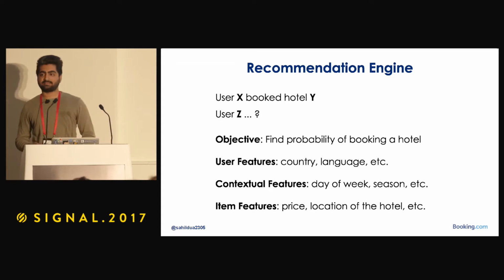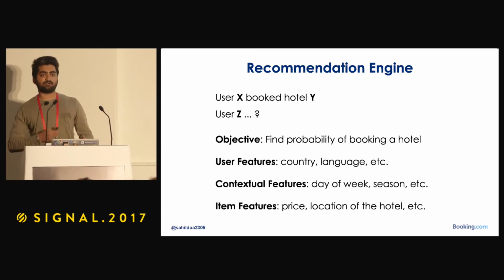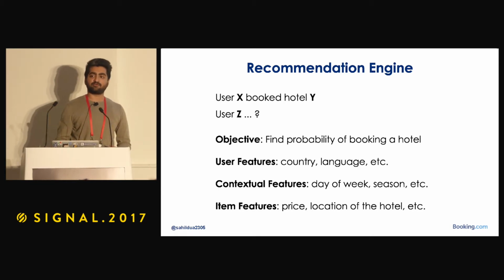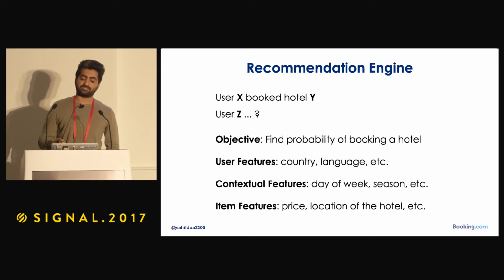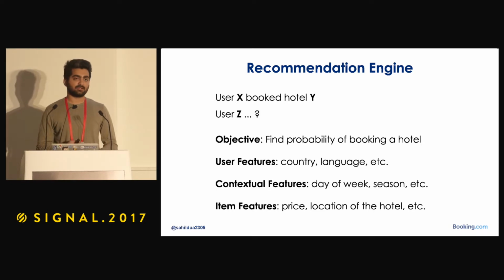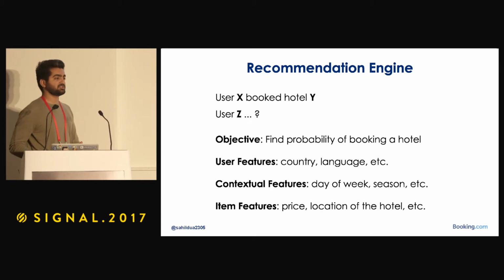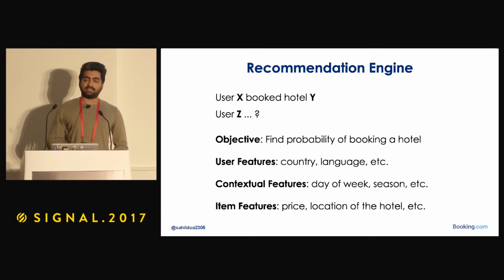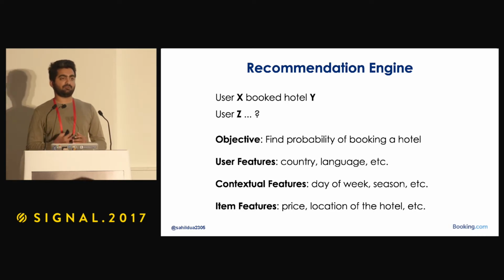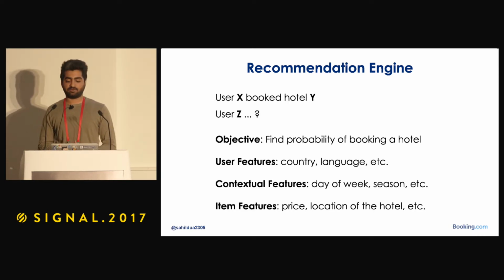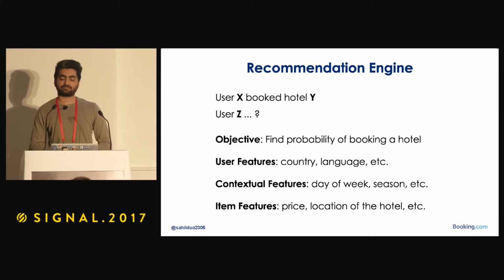As you can already guess, there are some features that we have, like user features, which are about the particular user. Where are they from? What language are they browsing in? Then there are some contextual features, like what's the day of the week? When are they looking for it? What's the season? Where are they from, depending on the localization? And then we have some item features, which mean the properties of a particular hotel, like what's the price, what's the location, what's in the neighborhood, and all that stuff.